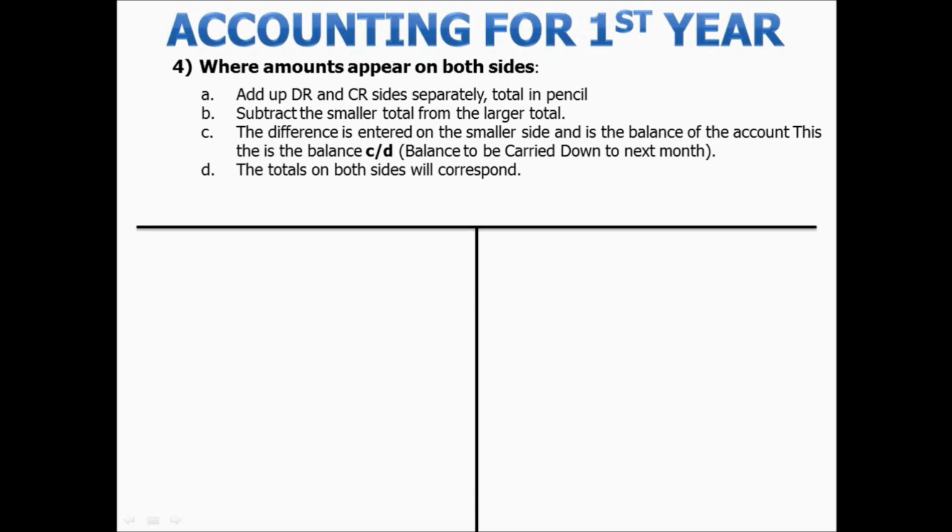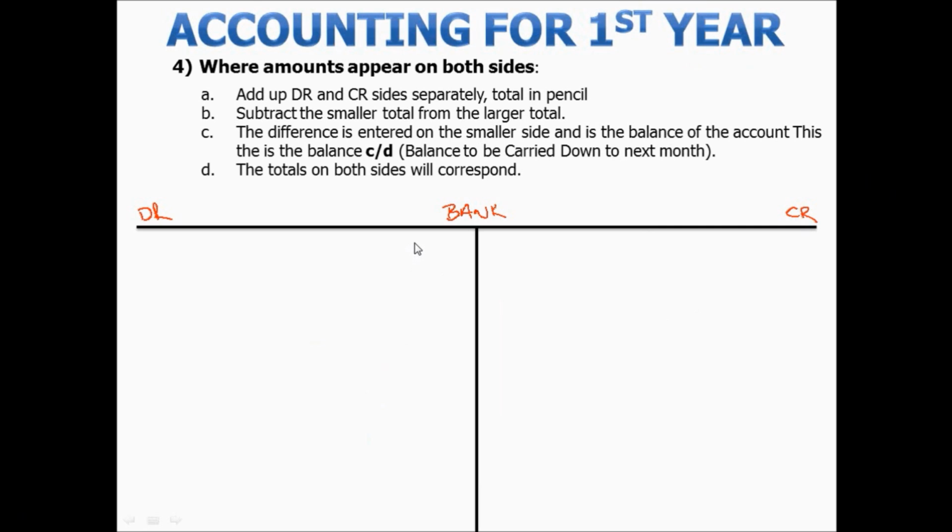Where amounts appear on both sides of a ledger account, we would add up the debit and credit sides separately and total in pencil. Let's have a look at an example. Again, we'll use the bank ledger account, the debit side, and the credit side.